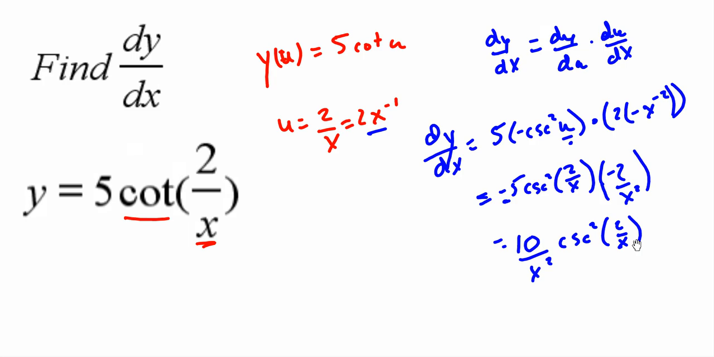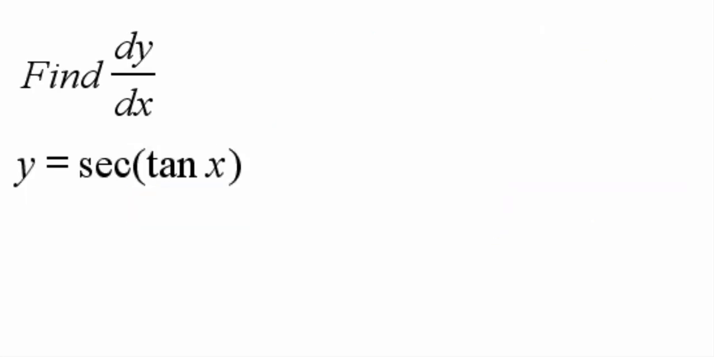Chain rule. All right. Let's try this puppy. Now, when a lot of students see this, they see secant times tangent. That is not correct. That is not correct. It's secant of tangent of x. I'm just going to write that again. Secant of tangent of x. Okay.